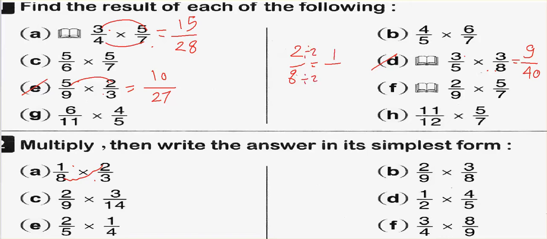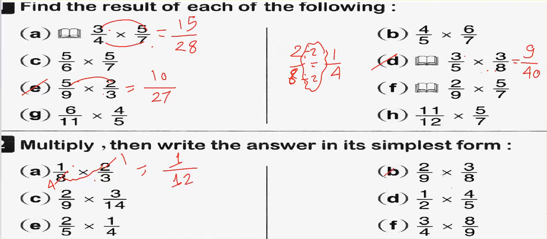2 divided by 2 equals 1. 8 divided by 2 equals 4. That means that there is a common factor between 2 and 8, the number 2. Yes, we can divide by 2 up and down. Then multiply numerators and denominators. 1 times 1, 4 times 3 equals 12.